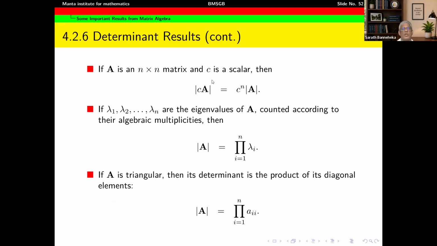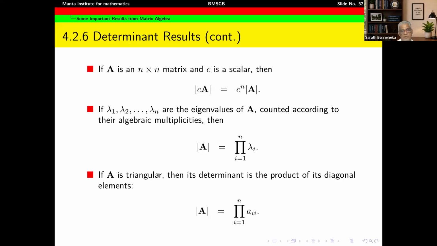And further, if you consider some constant times A and take the determinant of that, that is equal to the constant to the power n times the determinant of A. And if lambda 1 up to lambda n are the eigenvalues of the matrix A counted according to their algebraic multiplicities, then determinant of A will be equal to the product of all the eigenvalues. So that's also a very useful result later on. Determinant of A is equal to the product of eigenvalues.